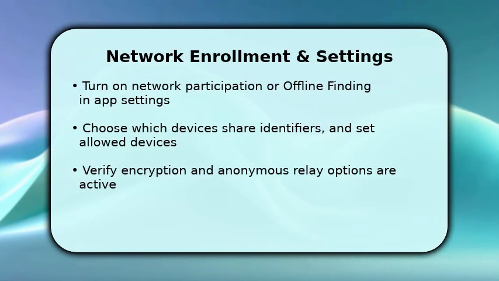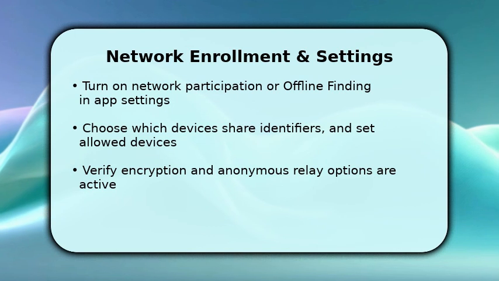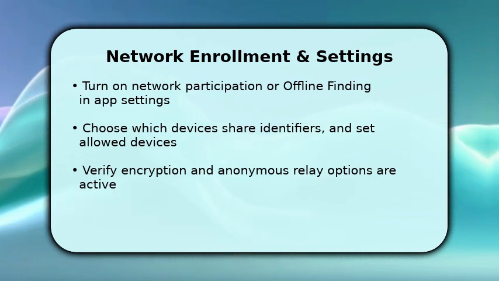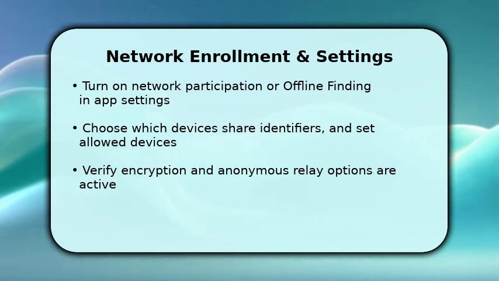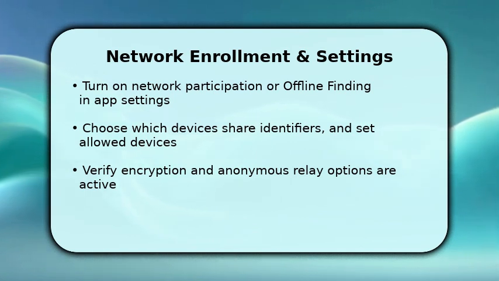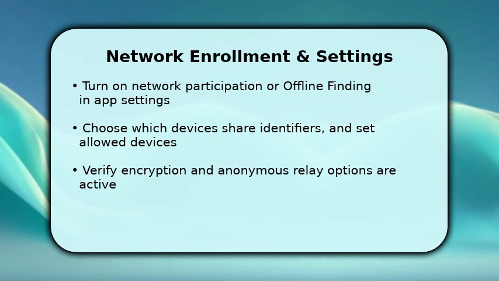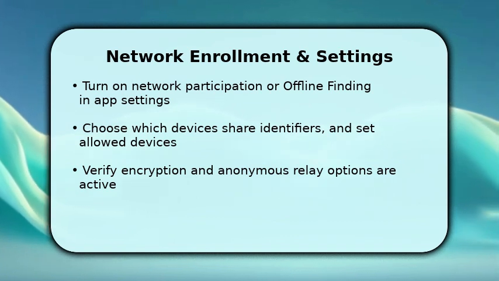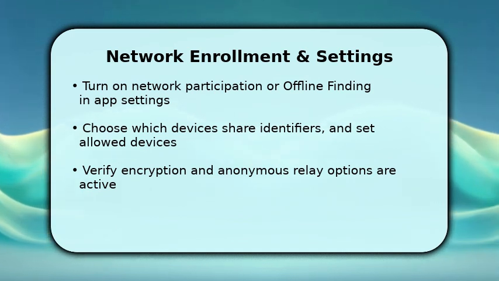You now enroll devices into the Find My network and tune settings for privacy and reach. Go into the app's network or offline finding section, toggle participation on, and select which devices will share their location beacons. Then configure allowed devices or trusted contacts so only chosen accounts can see precise locations. Also verify encryption and anonymous relay are active so other devices forward location data without learning identities. Once configured, your devices will appear to the network while preserving privacy.